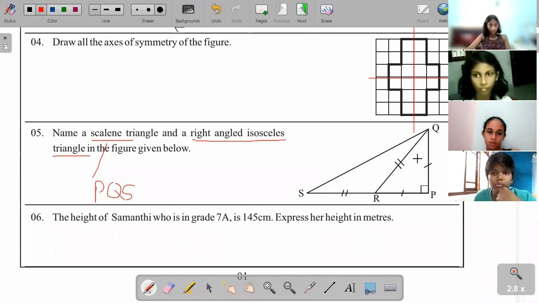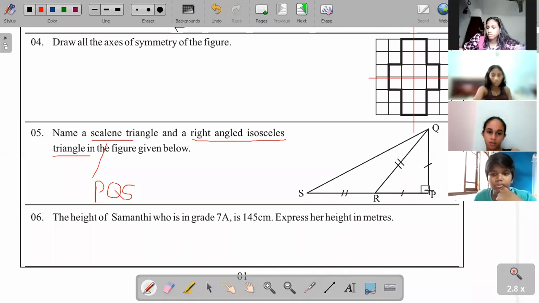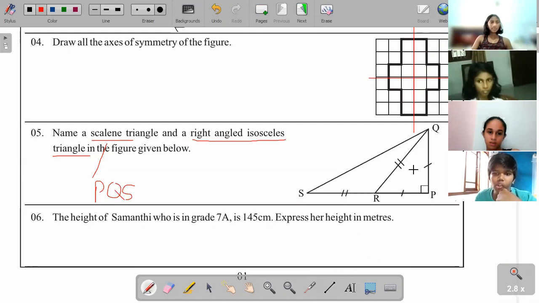This triangle, no? Right? The triangle at this corner. Right? Right angle and two sides are equal. So this one is a right angled isosceles triangle. So what is the name? PQR.